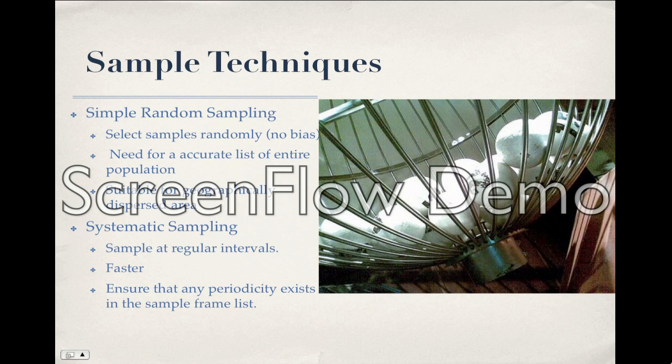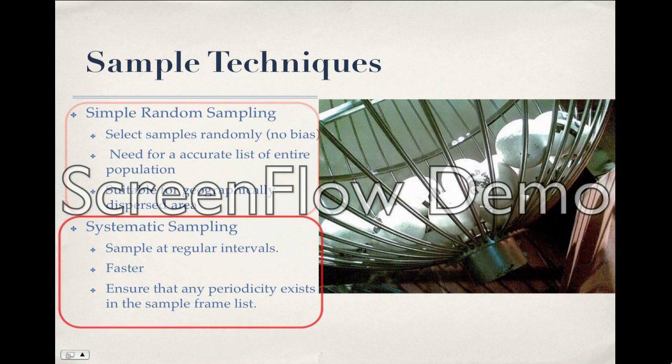Simple random sampling is when you select the samples randomly but using the entire list. So in order to use this sample technique, you do need to have the entire list of the population. It's very suitable for geographically dispersed areas.